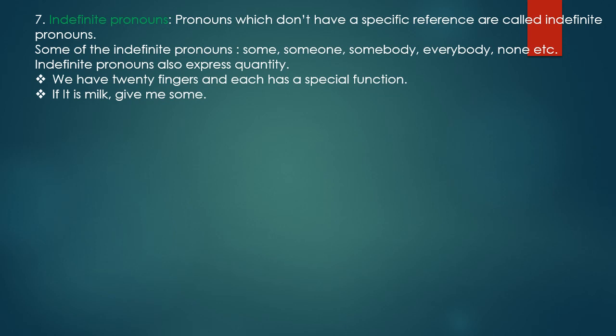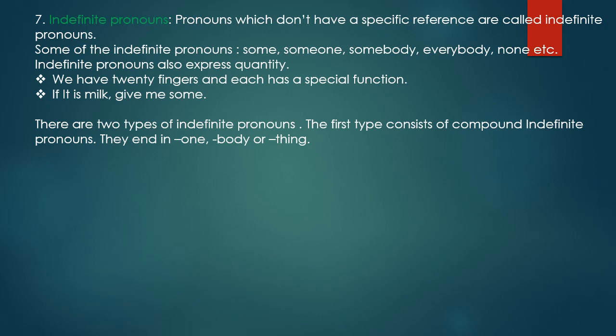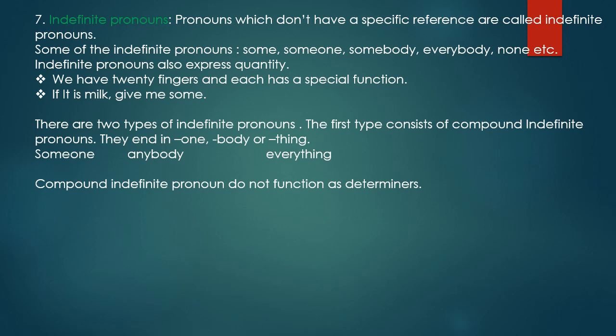So there are two types of indefinite pronouns. The first type consists of compound indefinite pronouns and they end in one, body or thing, like someone, anybody, everything or anything. Compound indefinite pronouns do not function as determiners. Some friends, like we can't say someone friends. Any room, anything room, wrong. Every child, everybody child is wrong.